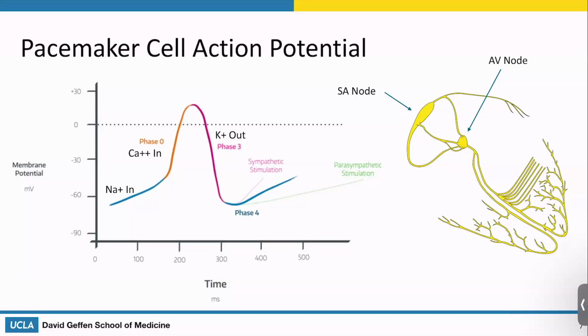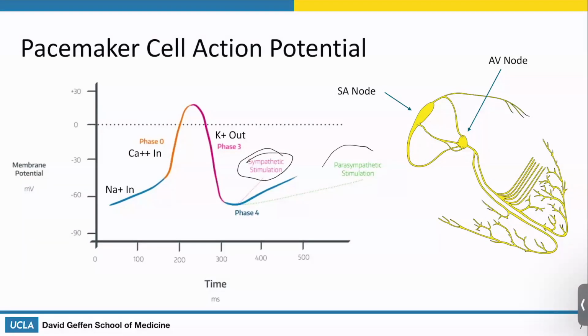And then as our potassium starts to move out, we go back down to resting membrane potential, which is known as the repolarization. So sodium moves in, calcium moves in, we have depolarization, and then we have repolarization as that potassium moves out of the cell, going back to that resting membrane potential so that we can receive another impulse at this time.